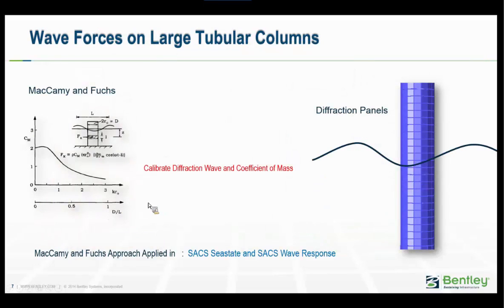Looking at wave forces in large tubular columns such as monopiles, in SACS we use Morrison's equation to actually generate the wave load. And as you all know, Morrison's equation is only valid provided the diameter of your tubular is less than 1/5 of the actual wavelength. In this case, in SACS, we actually employ the MacCamy and Fuchs approach, where they've calibrated the mass coefficient used in Morrison's equation with the actual diffraction panel results.